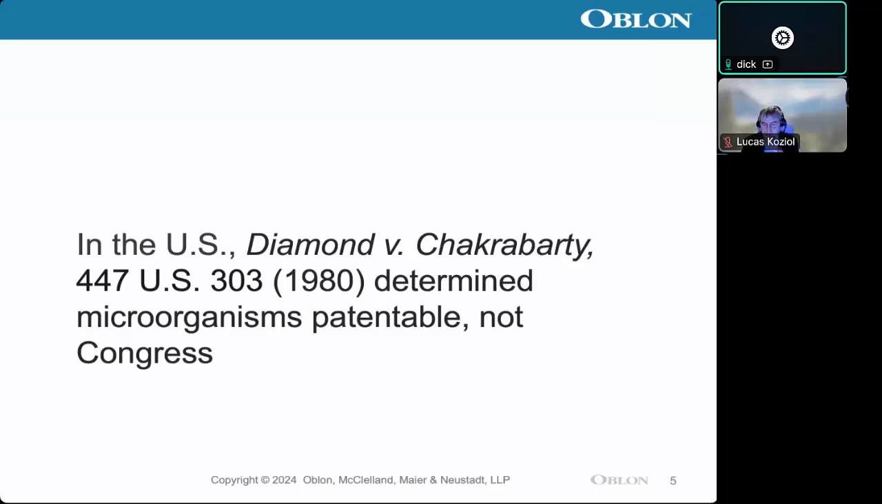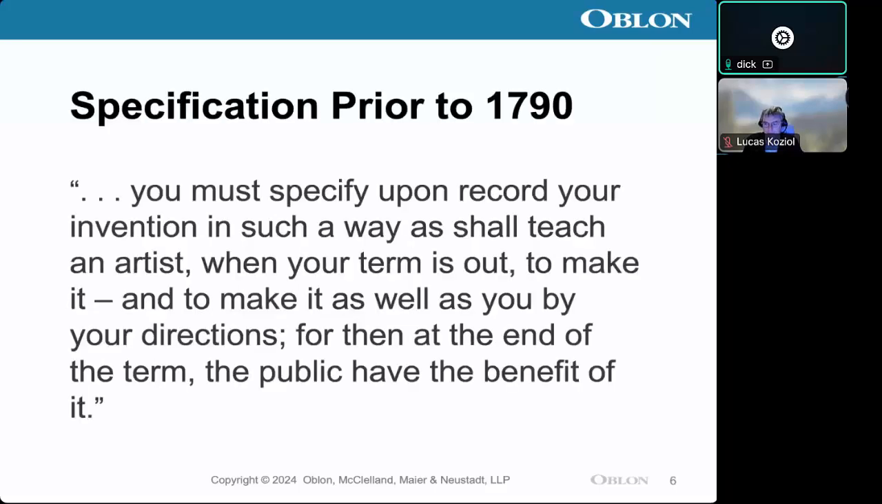Now, what we have is there were no specifications, as I said at the beginning with England. And what happened was the English, over the period of the 18th century, came up with the concept of a specification, and this requirement was right there on the slide. Basically, it had to be sufficient so that when the patent was over, the public could get the benefit of it. This is not that dissimilar from the U.S. cases that are cited by Justice Gorsuch.